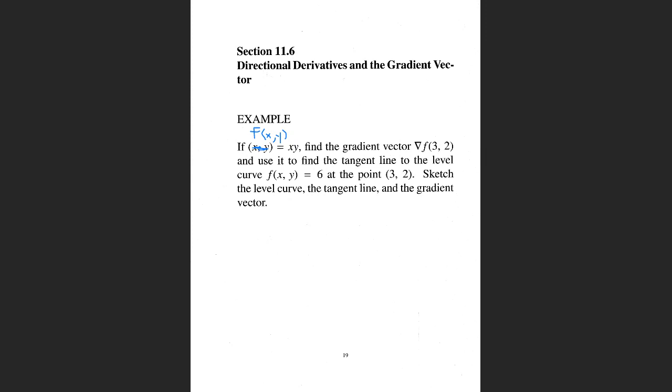Okay, good. All right, so we have this function f of xy equals xy. We want to find the gradient vector of the function at the point 3, 2, and use it to find the tangent line to the level curve, f of xy equals 6 at the point 3, 2. Sketch the level curve, the tangent line, and the gradient vector.